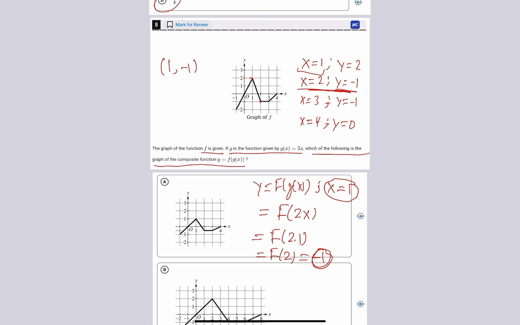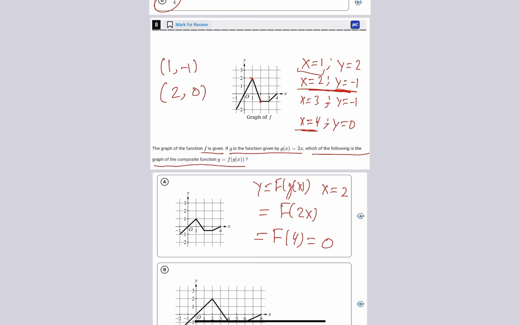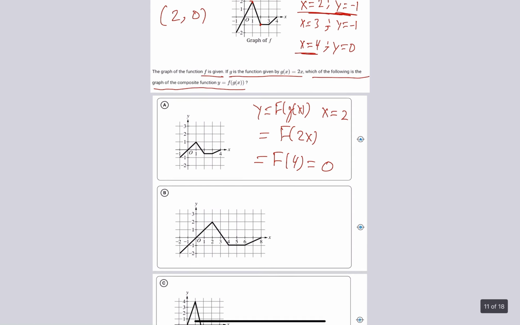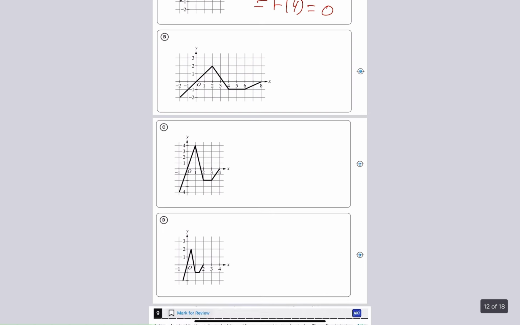Let's plug in another point. Let's plug in 2. When x equals 2, this is f of 2x, so I'm simply going to get f of 2 times 2, which is simply f of 4. Now, what is f of 4 equal to? Well, it's just equal to 0. So when x equals 2, I'm going to get 0. Now, we're going to search for these 2 points. (1, negative 1). Okay, here it is.